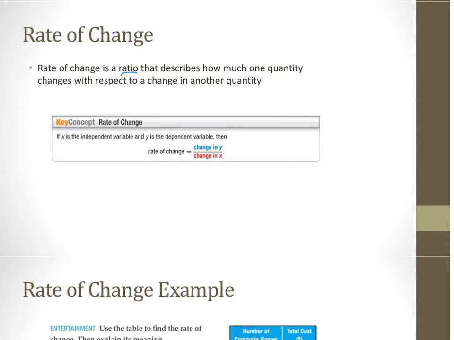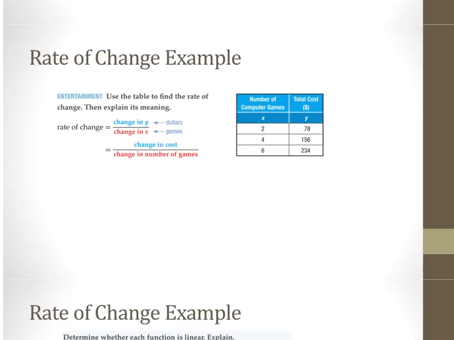Another way some books might do it is this little triangle symbol. The little triangle symbol is known as delta. It's a Greek letter. In math, we often use Greek letters, but it means the same thing, change in y over the change in x. Let's go to some examples.